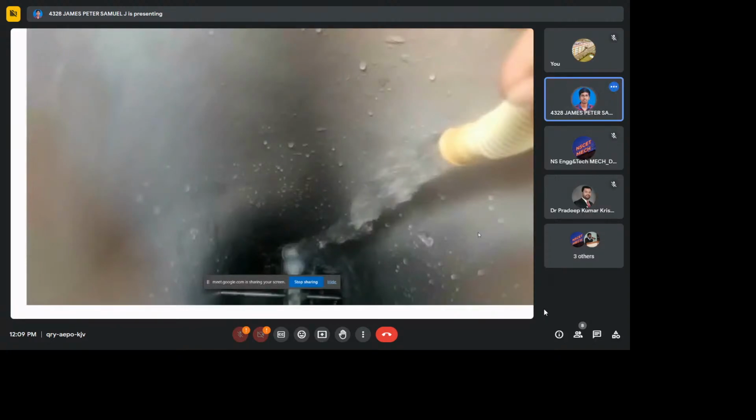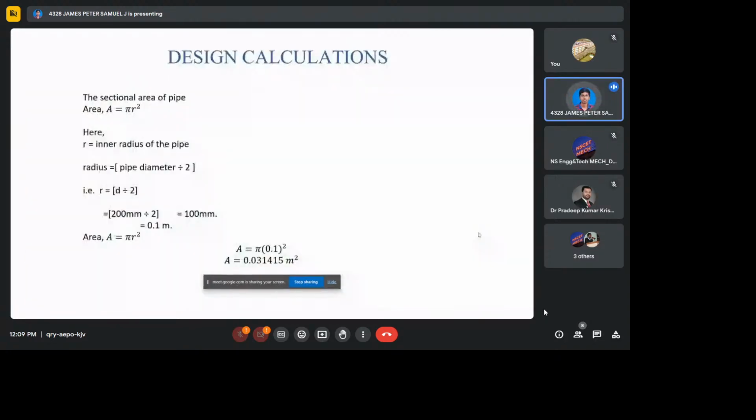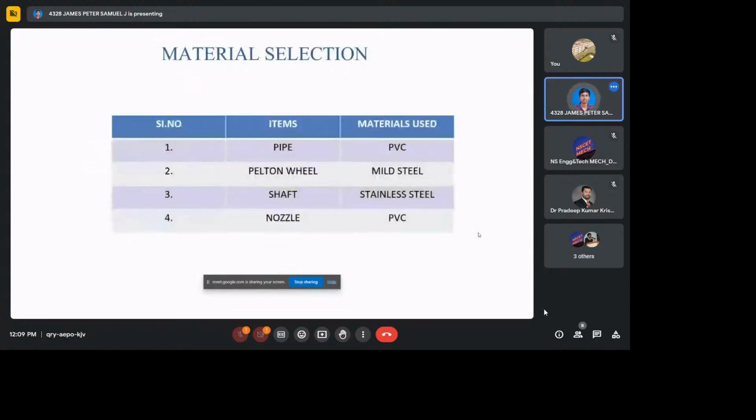Design calculation. For the design calculation, we use the formula to determine the sectional area of the pipe. Area is equal to 0.031415 meter square.